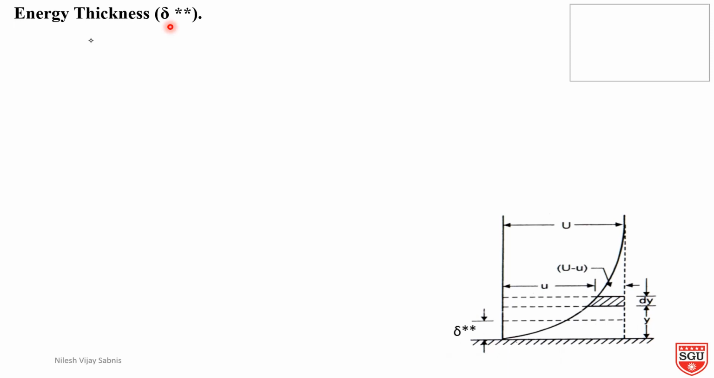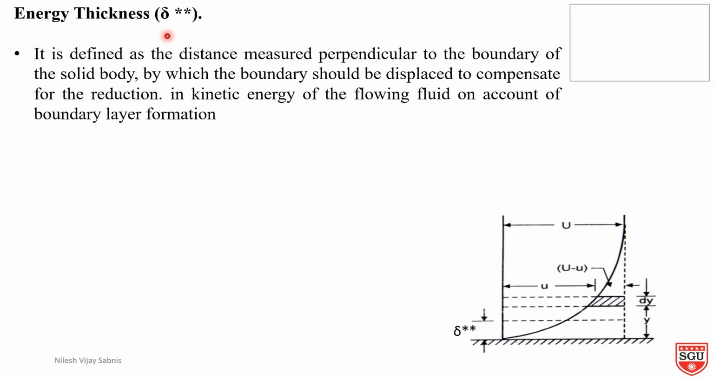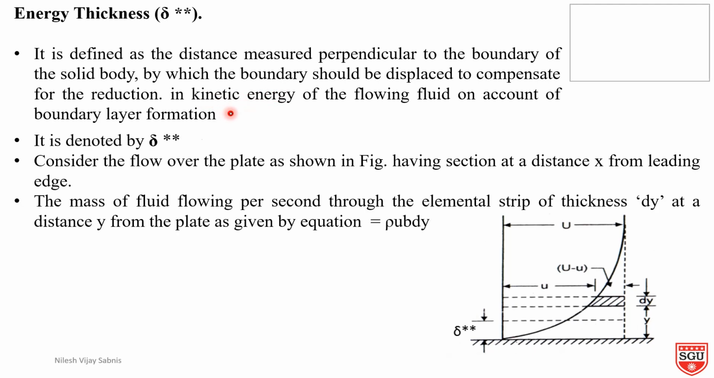The definition of energy thickness is also the same. It is defined as the distance measured perpendicular to the boundary of the solid body by which the boundary should be displaced to compensate for the reduction in kinetic energy of a flowing fluid on account of boundary layer formation. The new word that comes in here is kinetic energy. In the previous equation there was momentum. Now instead of momentum, kinetic energy is present. Let's see the derivation. It is denoted by delta double star.